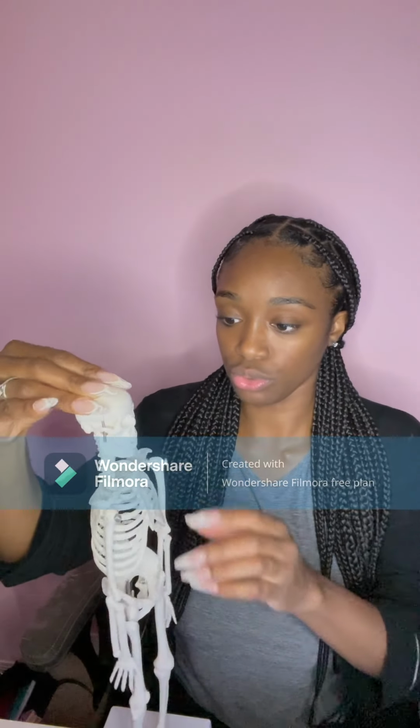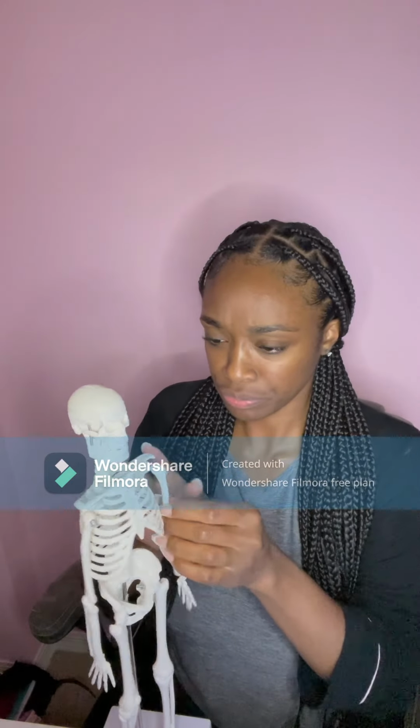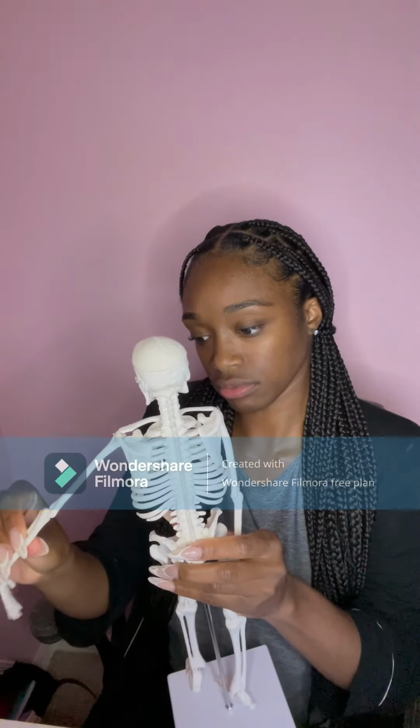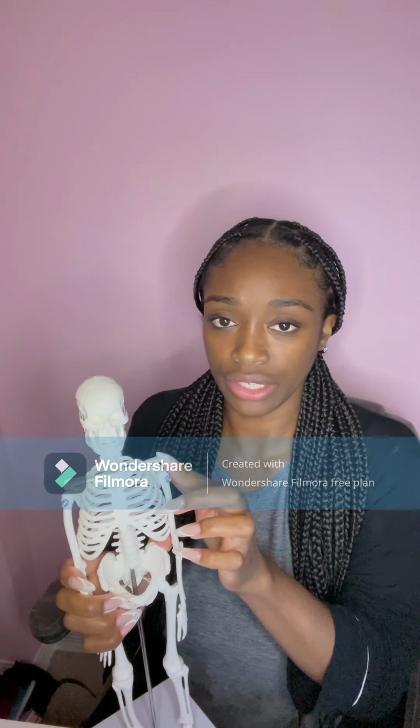Number 6, we'll go to humerus. So we have the head of the humerus, we have the surgical neck of the humerus, we have the greater tubercle, the lesser tubercle, and the intertubercular groove.